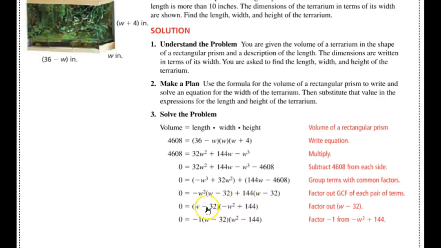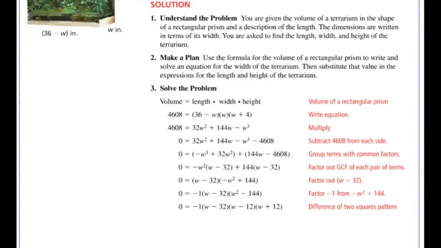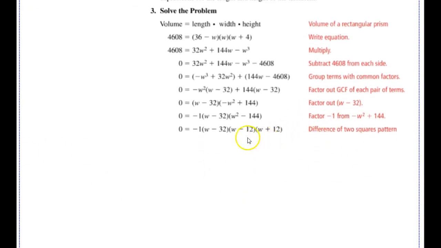Now I can factor out a negative 1 from this second part, because I want to get things a little more simple, and I don't like having negatives with my squared term. So now I'm ending up with W squared minus 144. Now I always want to check everything. Do I have a difference of two squares, or do I have a perfect square trinomial? I see here in the second binomial, I have a difference of two squares. So I can go ahead and factor this a little bit further. And I'm not done until I'm completely factored out.